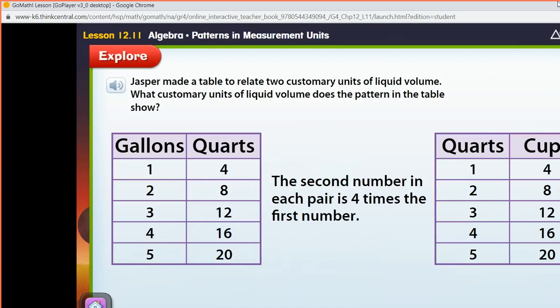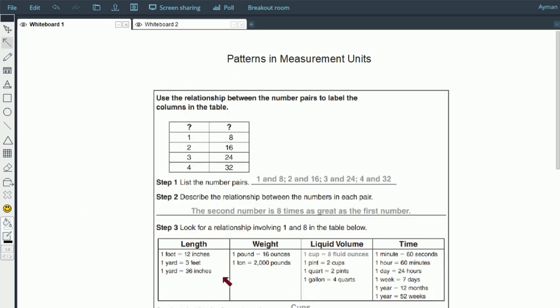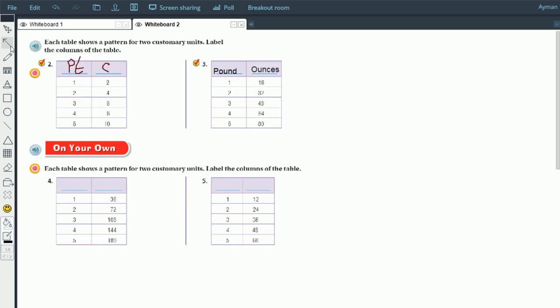Okay, thank you. 1 and 36. What is the relation between 1 and 36, which is 36 times, or 1 times 36? Then let's go back. Where is the relation between 1 and 36? Yard and inches. Then I will write yards here, and here inches.